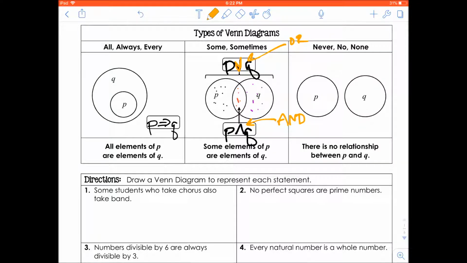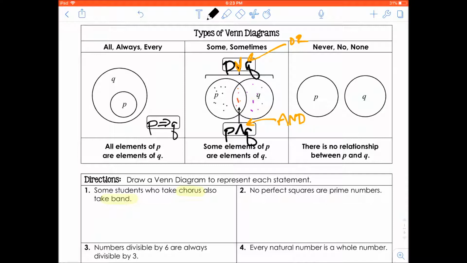Now we're going to be drawing a Venn diagram for each of the situations below. So basically we're going to draw something that matches one of the three above, and it's got to describe the situation clearly. So this says some of the students who take chorus also take band. So what are our two categories? Let's identify those first. Our two categories are people who take chorus, and also people who take band. So those are what our two circles are going to be.